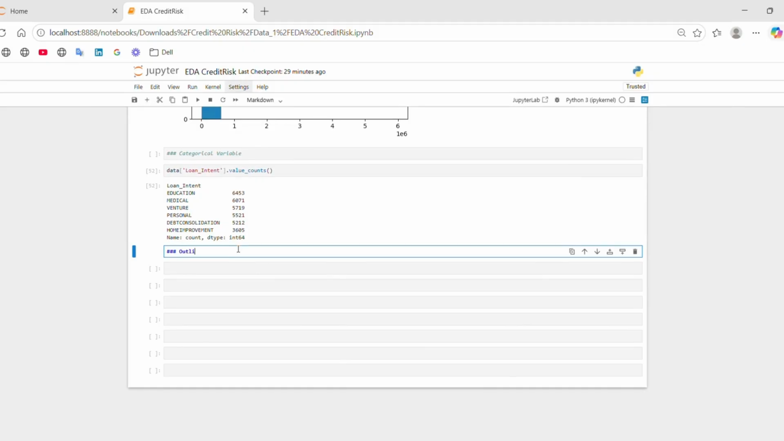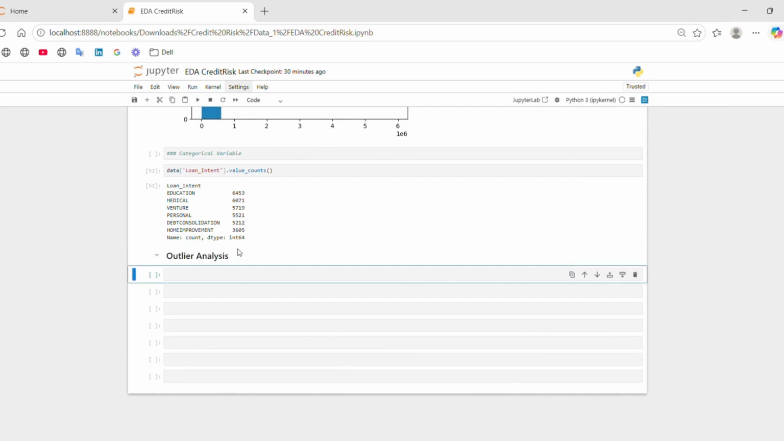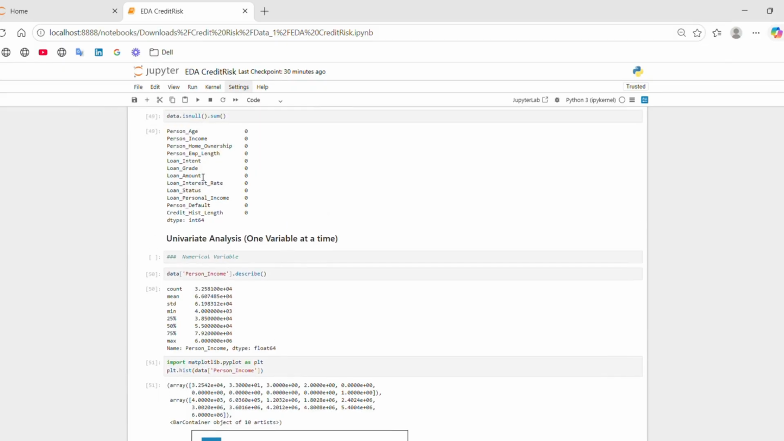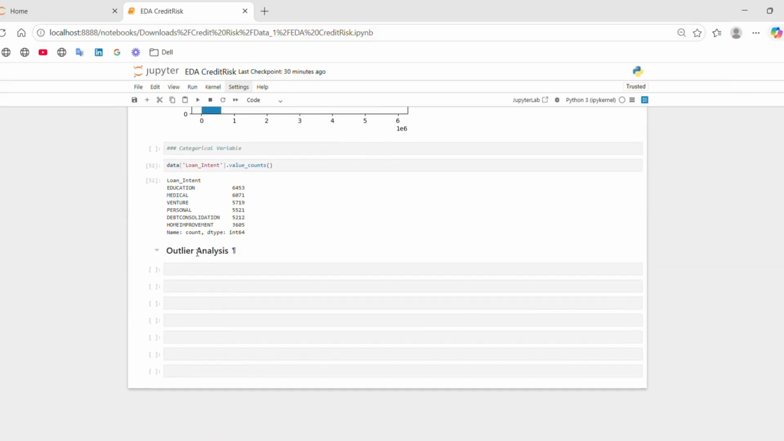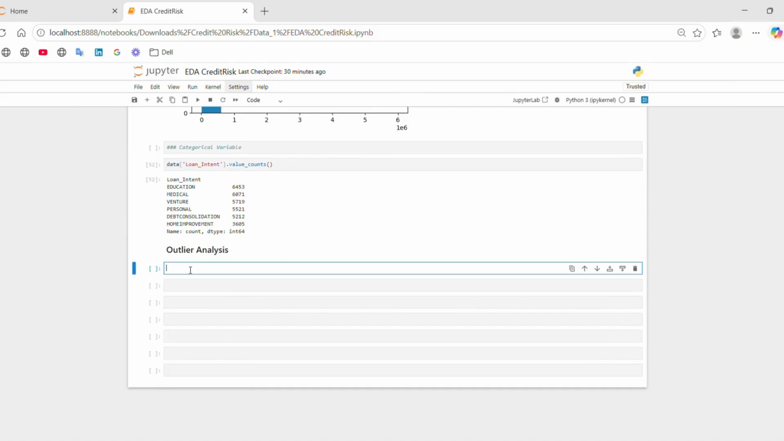Now let's do the next point in our EDA, that is the outlier analysis. We have a variable called loan amount. Let's figure out if there are any outliers or not. So we'll plot a box plot for this data.